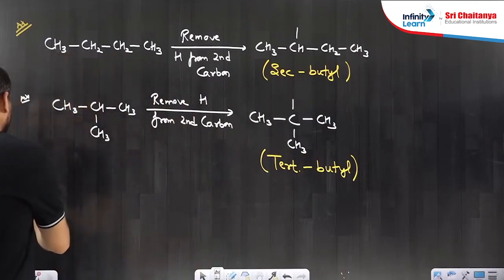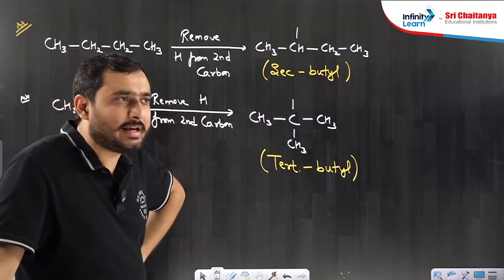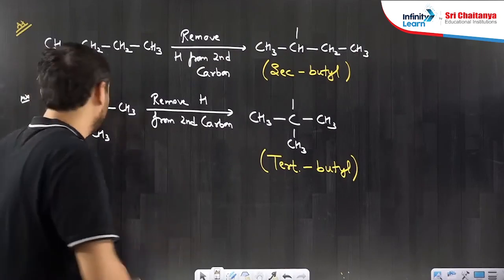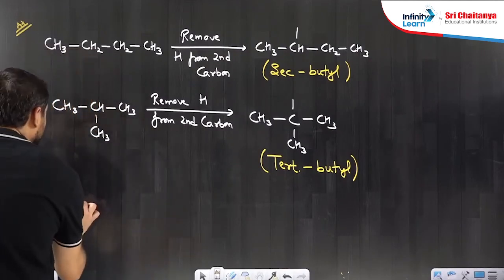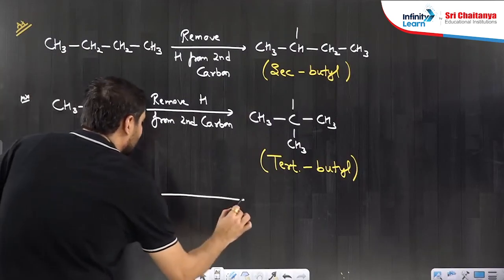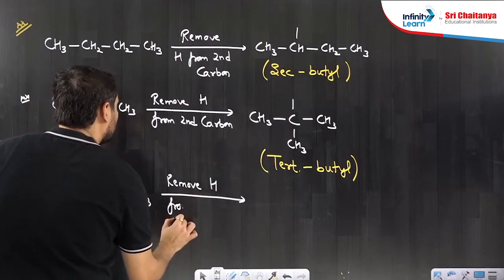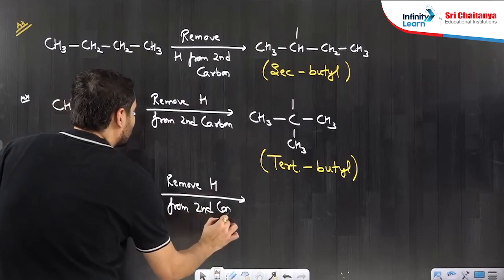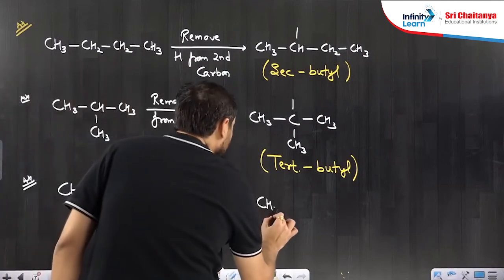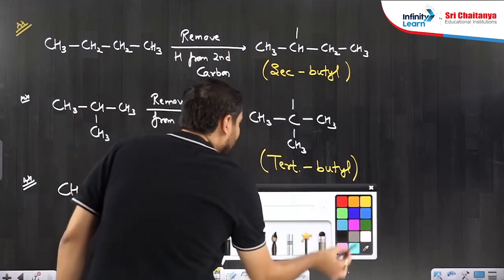Now next I am asking one point. Is isopropane possible or not? Isopropane is not possible because 3 carbon atoms are always in a straight chain. But if we write propane and remove hydrogen from the middle carbon, meaning the second carbon, then this group is called the isopropyl group. And this group is called which group? Isopropyl group.